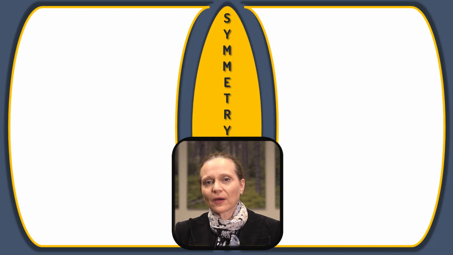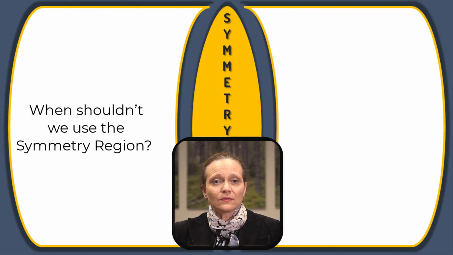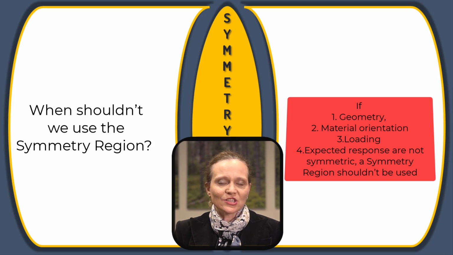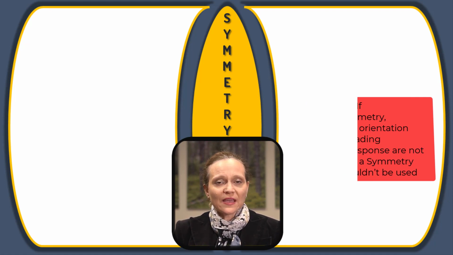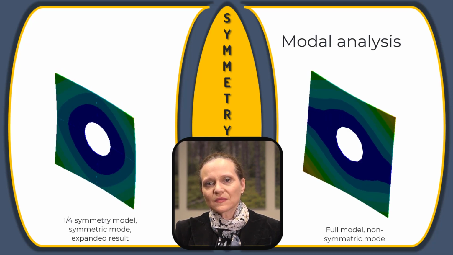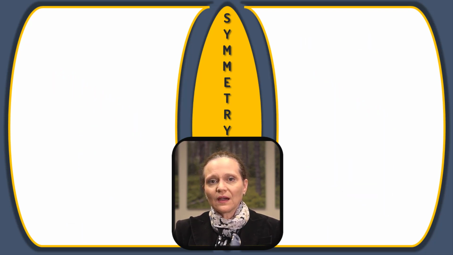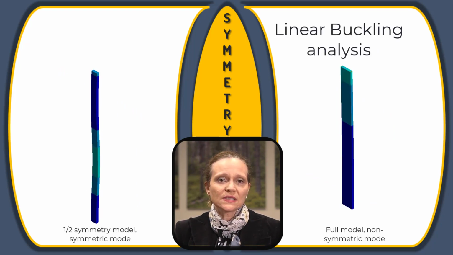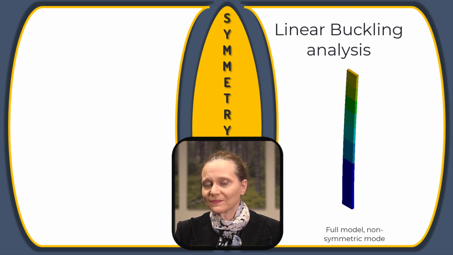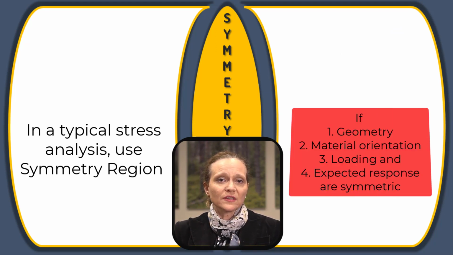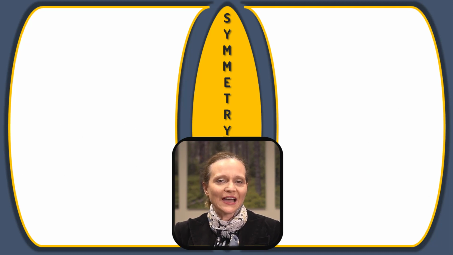Let's get back to the last question about symmetry region or planar symmetry. When shouldn't we use the symmetry region? If any of the four requirements, such as geometry, material orientation, loading, and expected response, are not symmetric, a symmetry region shouldn't be used. For example, in a dynamic analysis like modal analysis, a symmetric structure can have non-symmetric modes, and using symmetry makes us miss these modes. Another example is linear buckling analysis, where using a symmetry model will omit non-symmetric buckling modes. However, for typical stress analysis, utilizing a symmetry region is usually beneficial when all of these four requirements are met. Let's now see how to set up, solve, and post-process a symmetry model in our walkthrough example in Ansys Mechanical.